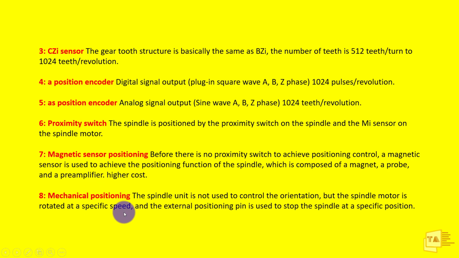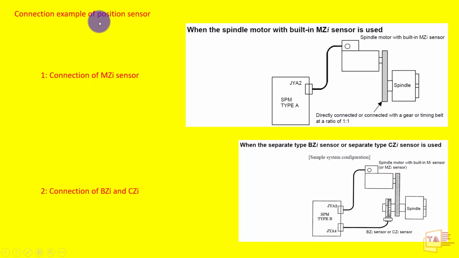Next one is mechanical positioning. In this method we will use an external positioning pin to stop the spindle at the specified position. So these are the types of positioning methods of the spindle. And next one is the connection example of the position sensor. This one is the connection of the MZI sensor, where the spindle motor with a built-in MZI sensor is used.